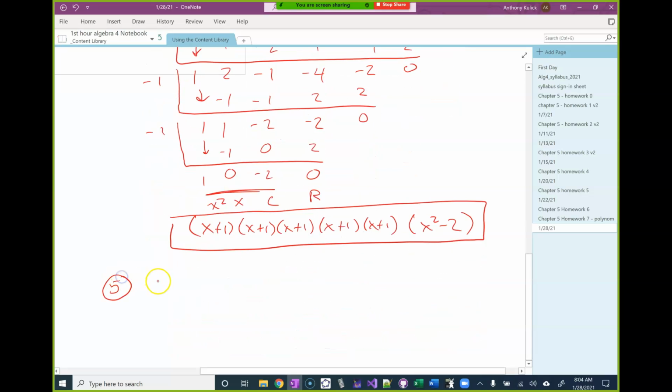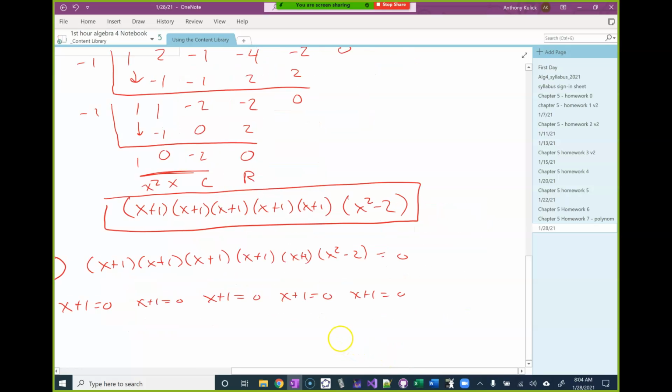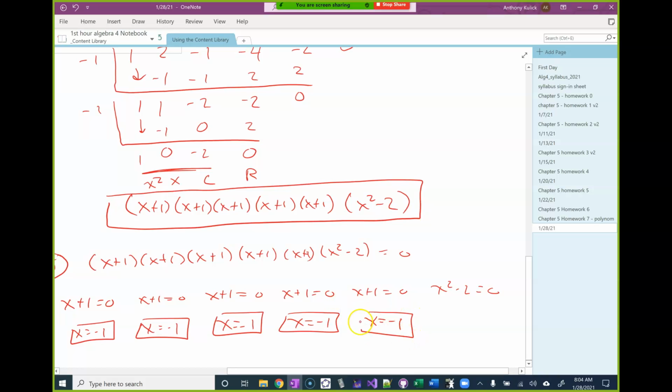So now that we have the factored form, we can go ahead and do part 5 or number 5. And with the factored form, since the whole equation is equal to 0, I can take each factor and set it equal to 0, and get some solutions. So the x plus 1s, those are easy to solve, right? We're just subtracting 1 from both sides.